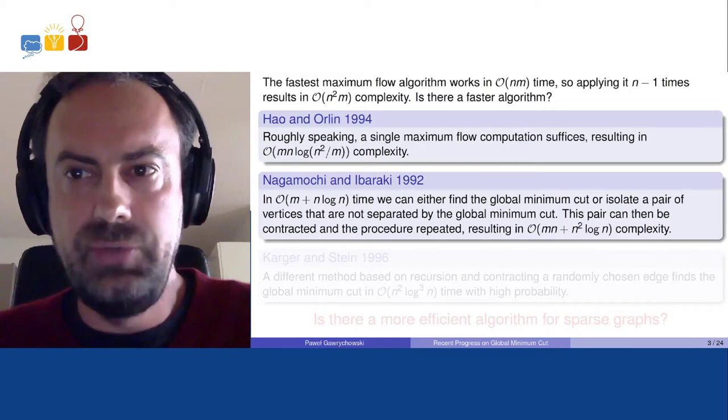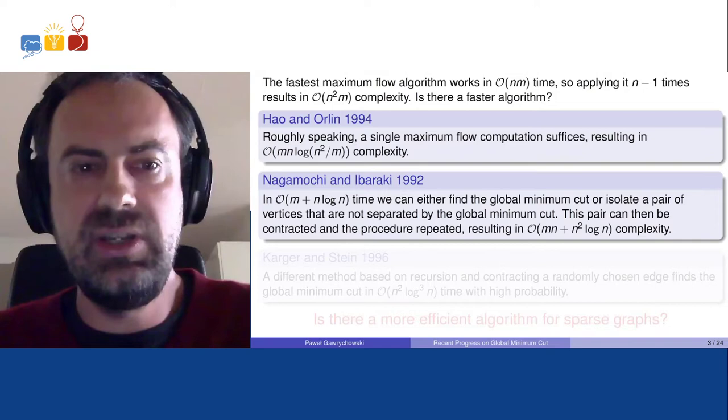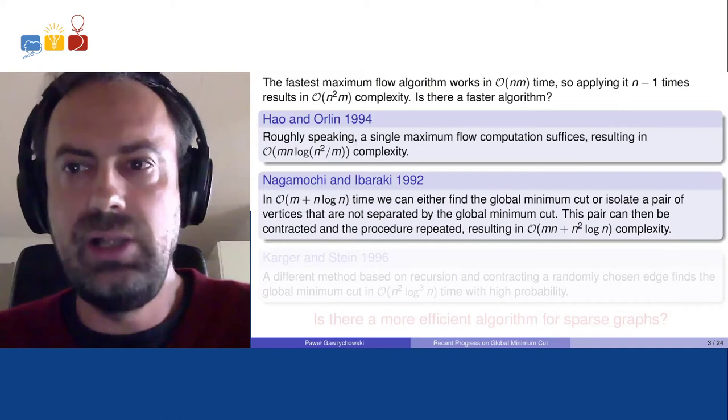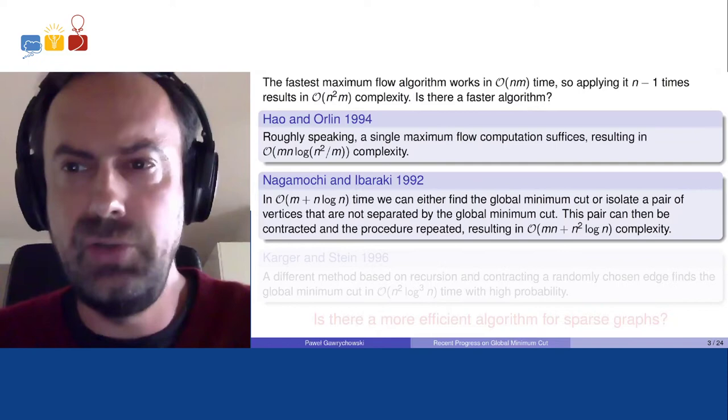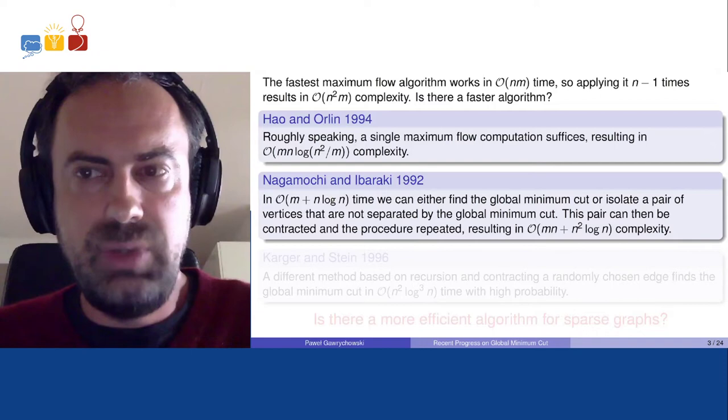So we'll have N iterations of this process, and each of them is almost linear time, M plus N log N time. So it gives you a quite simple, very beautiful algorithm running in M times N plus N squared log N time. So I don't have time to describe exactly how to find this pair of nodes. It's very nice. Okay, this is still quite high, especially if the graph is dense.